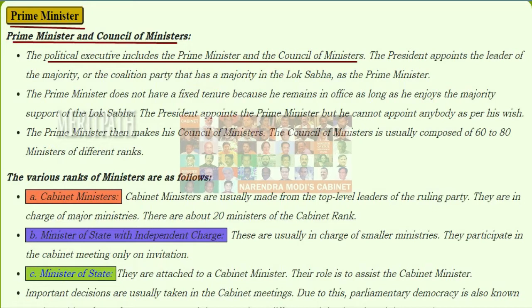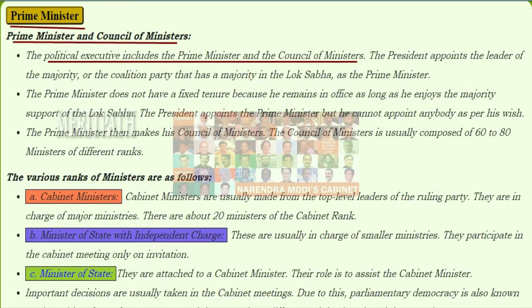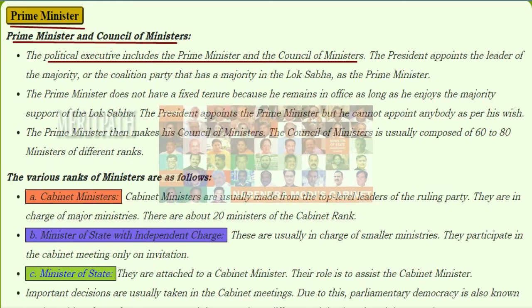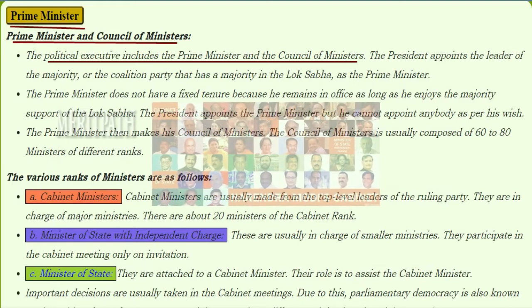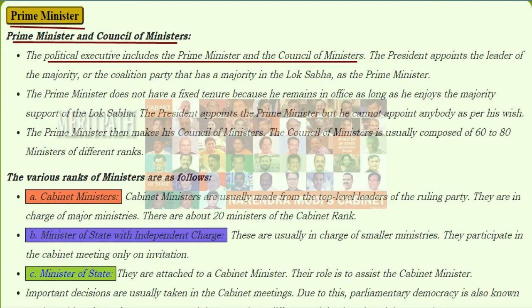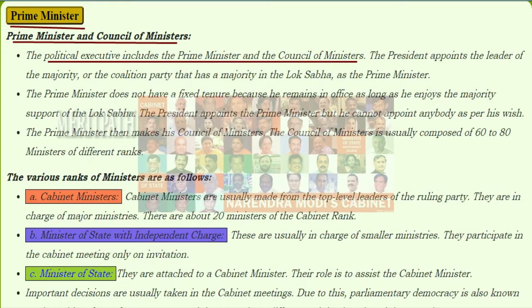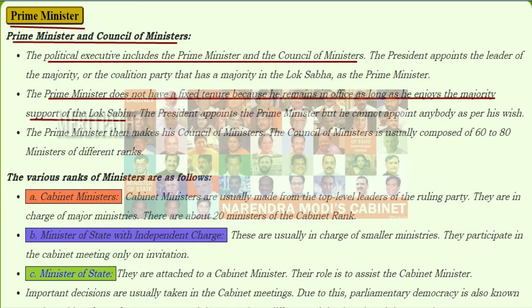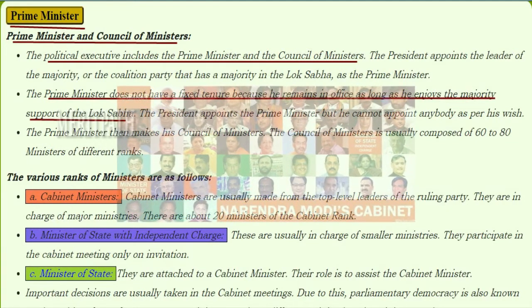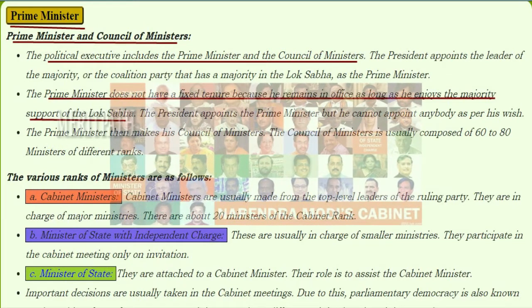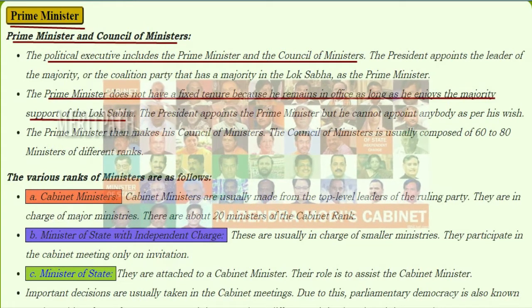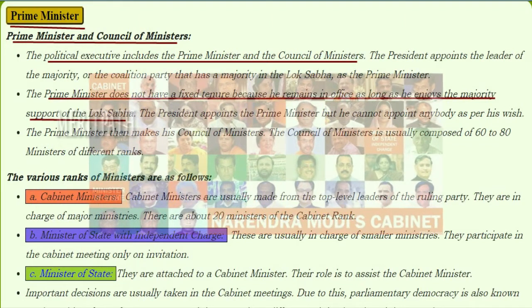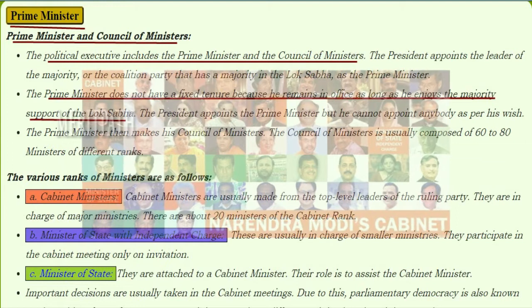Prime Minister and Council of Ministers. Political executive includes the Prime Minister and the Council of Ministers. President appoints the leader of the majority party, or the coalition that has a majority in the Lok Sabha, as the Prime Minister. Prime Minister doesn't have any fixed tenure. He remains in office as long as he enjoys the majority support of Lok Sabha. President appoints the Prime Minister, but he cannot appoint anybody as per his wish.